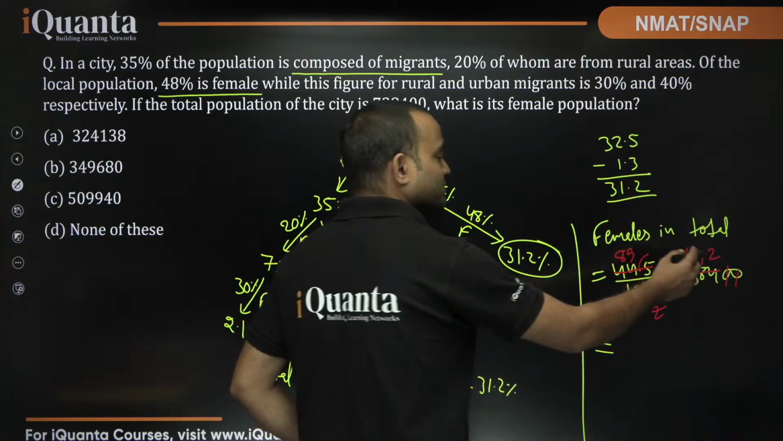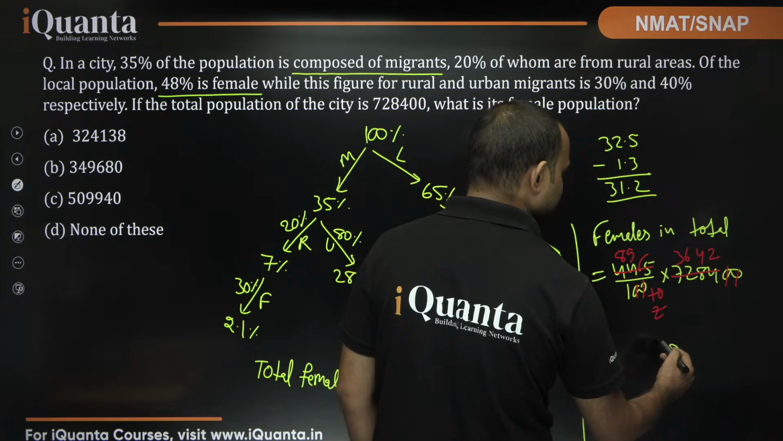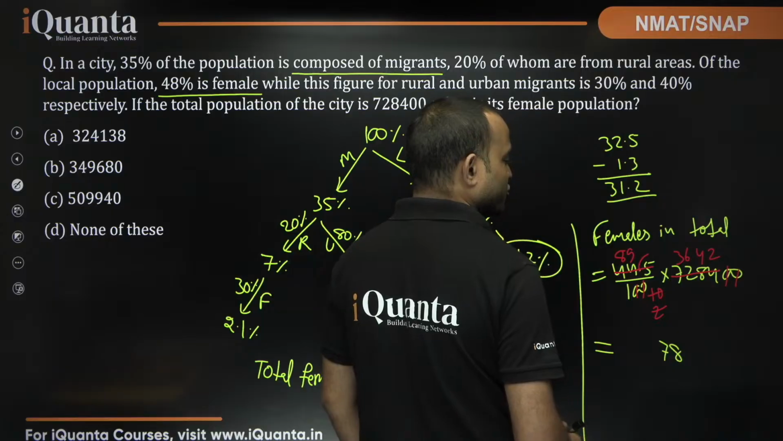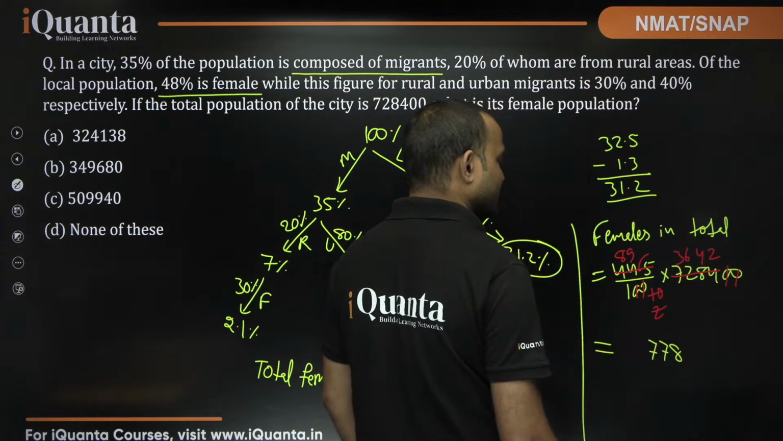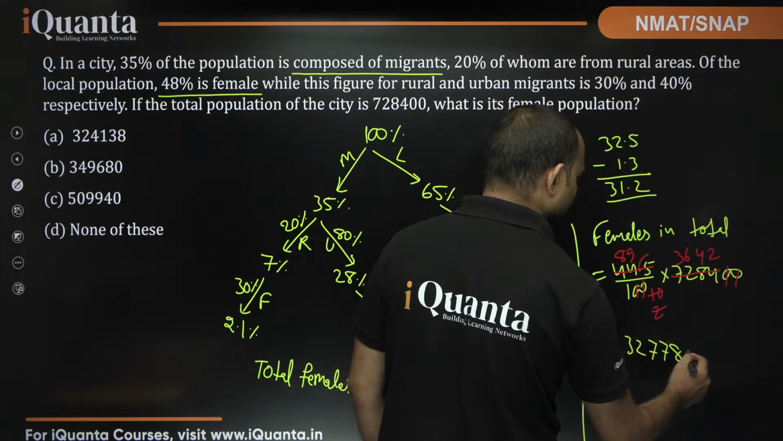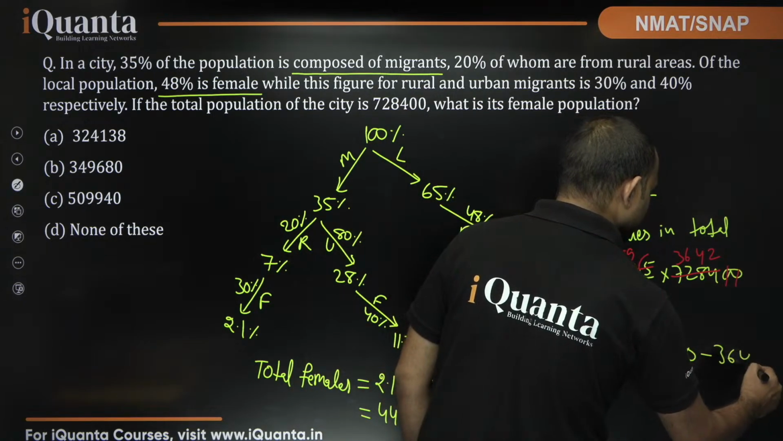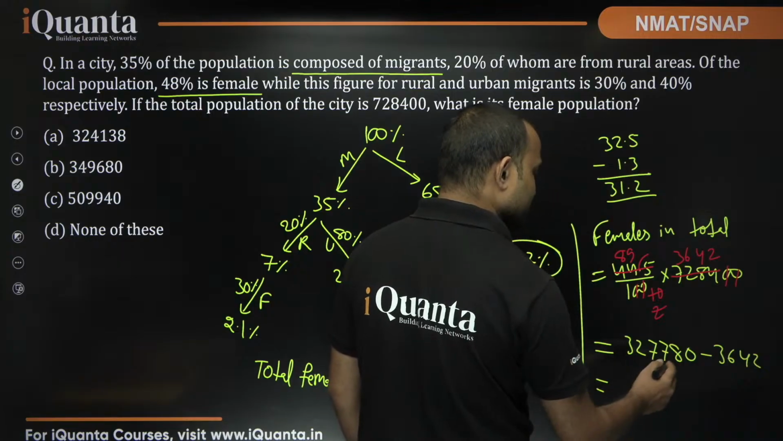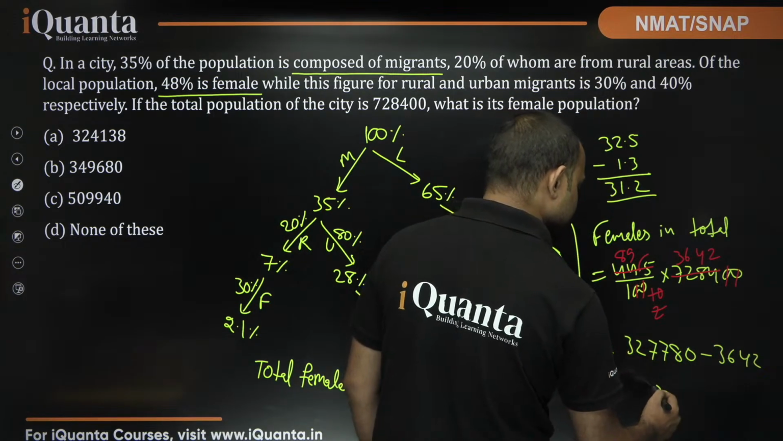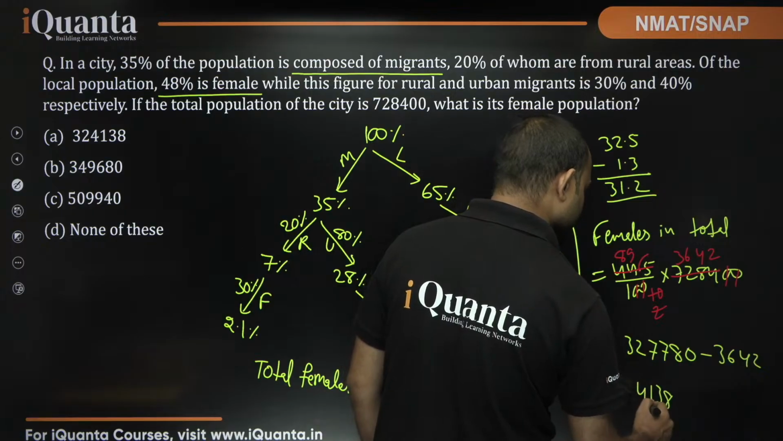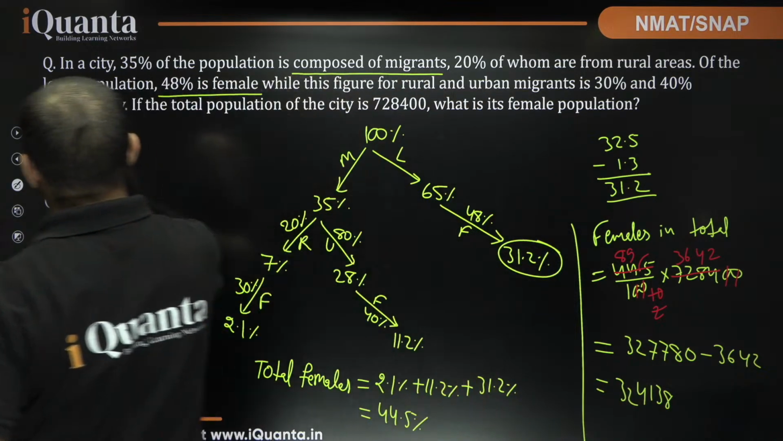So first multiply by 9. So this will be 8 times 36 plus 1, 7, carry 3. So 54 plus 3 is 57, carry 5, 27, 32. Then 327780 minus 3642. That will give us 38. 7 minus 6 is 1, 7 minus 3 is 4, so 324138, which is option A.